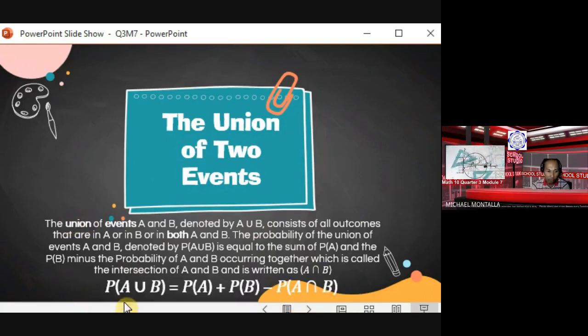Okay. So ito tayo sa ating formula. Probability of A union B is equal to the probability of A plus probability of B minus probability of A intersection B. O, di ba mahirap? Okay, gamit tayo ng bond paper. Saglit lang, ha.